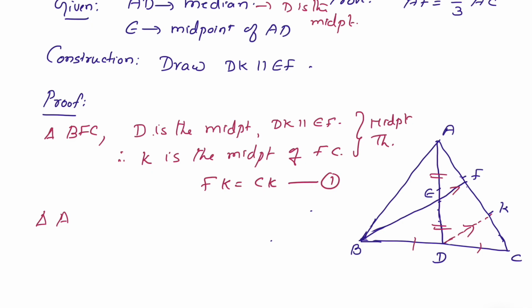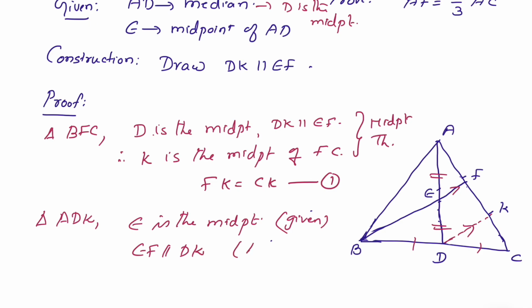Now, take the triangle ADK. You have to select the triangle in such a way where there is a midpoint in one of the sides and a line parallel through that midpoint to the other side. So, ADK you take. E is the midpoint, given. And then EF is parallel to DK by construction. Therefore, F is the midpoint of AK. That means AF equal to FK.